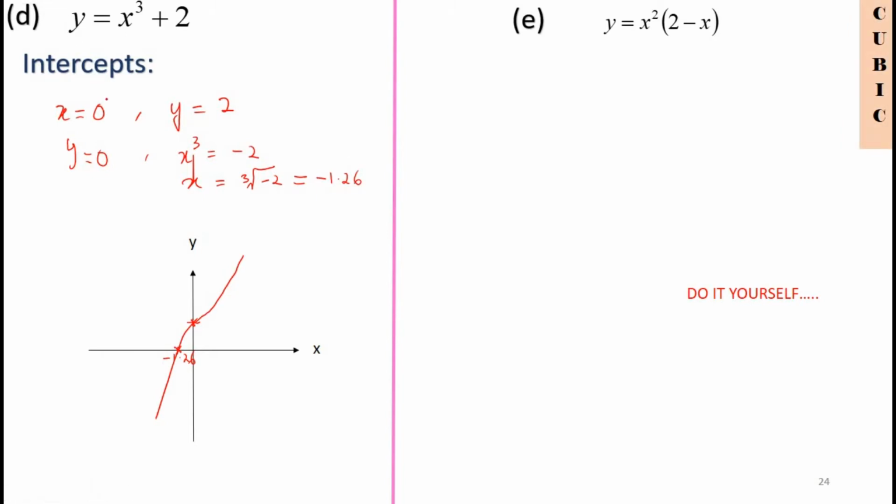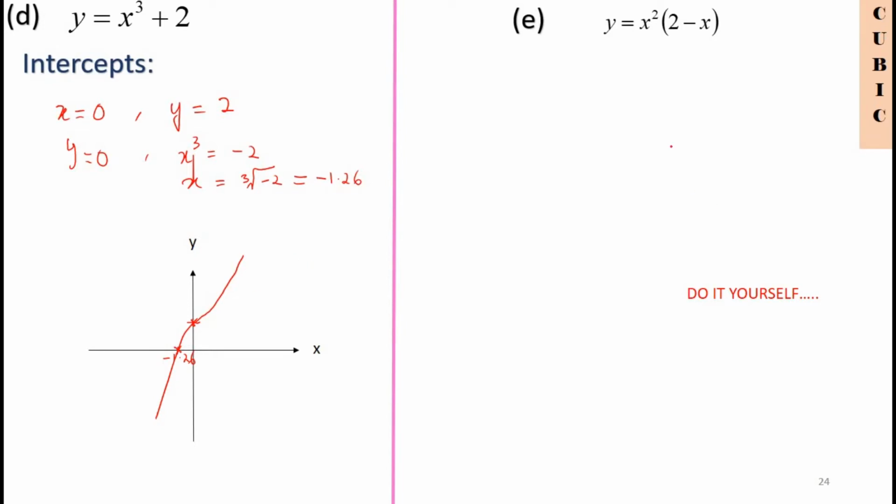Now we go for the cubic function. If you have y equal to x cubed plus 2, as before, you have to find the intercepts by substituting x equal to 0 and y equal to 0. When x is equal to 0, you get y is equal to 2. When y is equal to 0, you get x is equal to negative 1.26. From these 2 points, you just plot into the graph, then you get this graph.